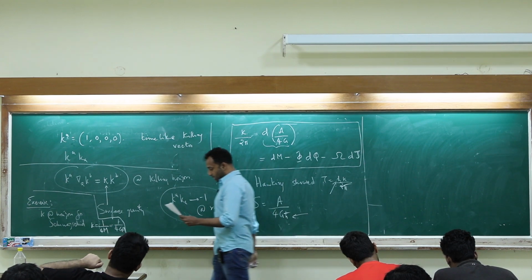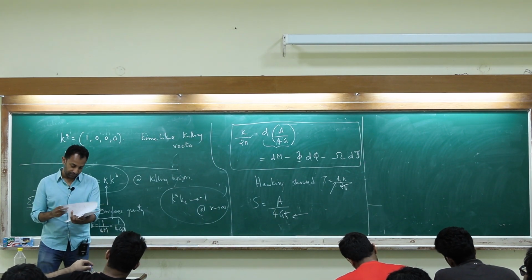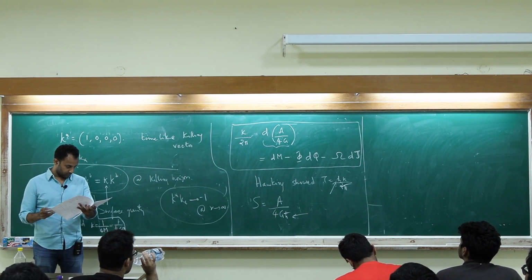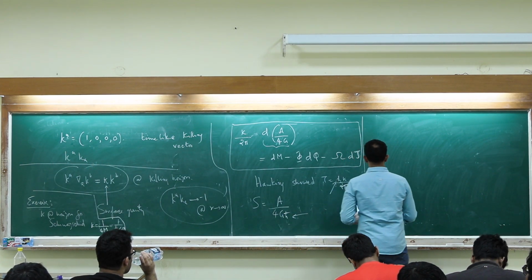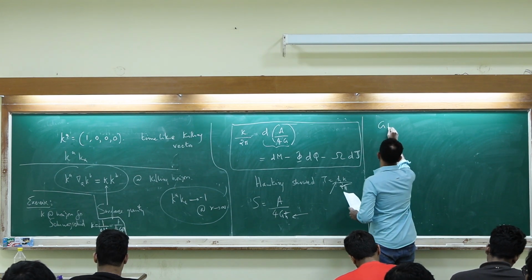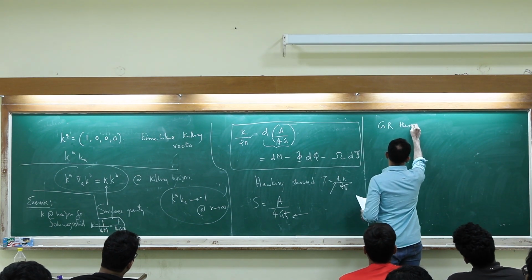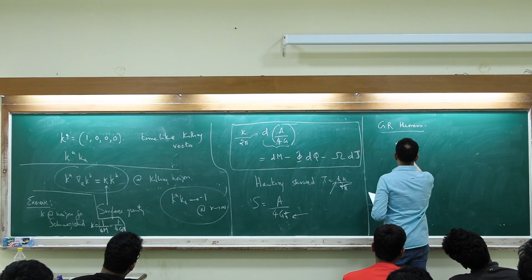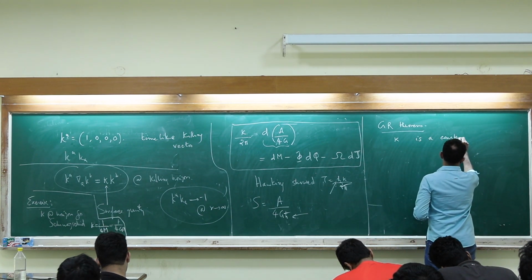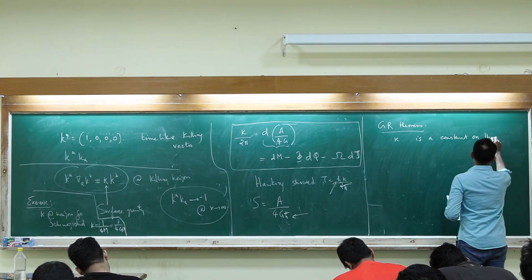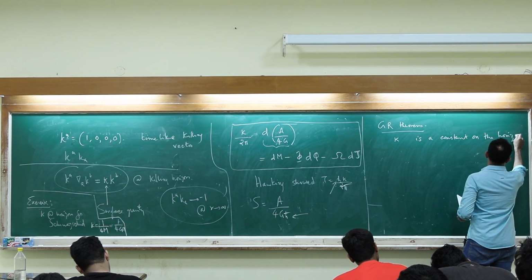Okay, any questions so far? Now comes one more GR theorem, which again we will buy wholesale: this kappa is a constant on the horizon. On the horizon, and this is again very generically true.